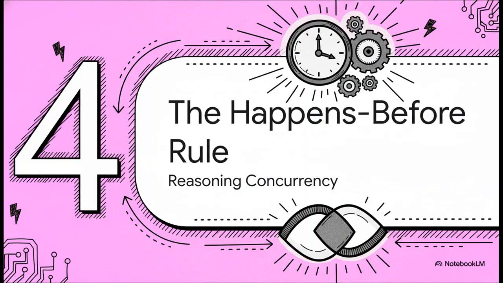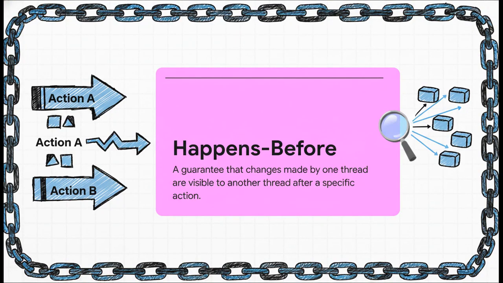All right, so we've covered the what and the whatnot. Now let's get to the core principle that really governs all of this. It's a concept from the Java memory model called the happens before relationship. It's the formal framework for all this stuff. Think of happens before as a contract, a formal promise from the JMM.